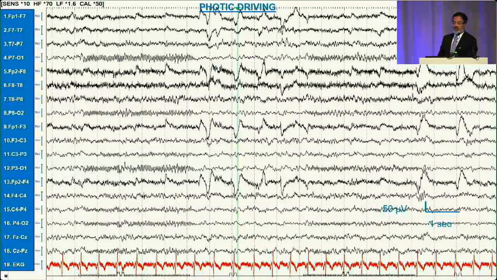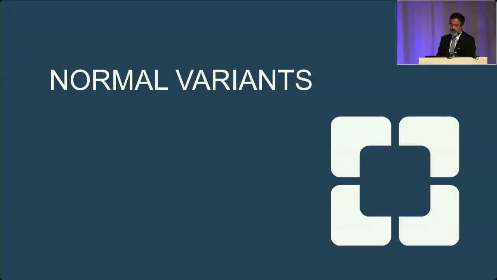That's absolutely normal. If this photic stimulation, though, induces a series of epileptiform, high amplitude, frontally maximum or occipitally maximum epileptiform activity that outlasts the stimulus, meaning it persists after the stimulus is terminated, that is seen in generalized epilepsy, particularly a type of epilepsy called juvenile myoclonic epilepsy.